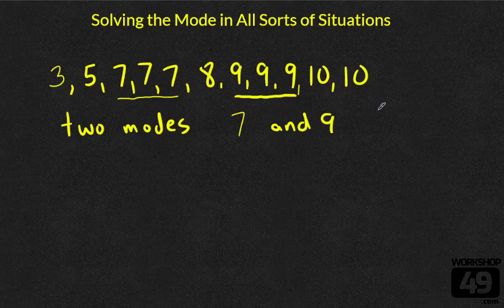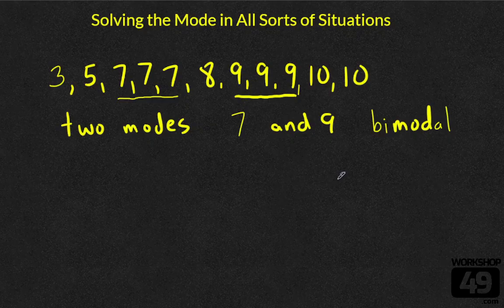This actually has a special little name. We call it bimodal. Bimodal, just like a bicycle. It just means there's 2 modes. And it even exists that you could have trimodal or polymodal if you get a whole bunch of them. But they're all equally correct as answers. 7 is correct and 9 is correct.